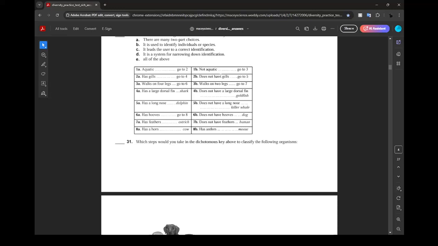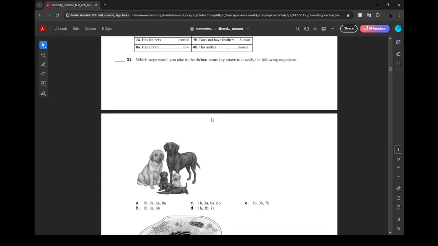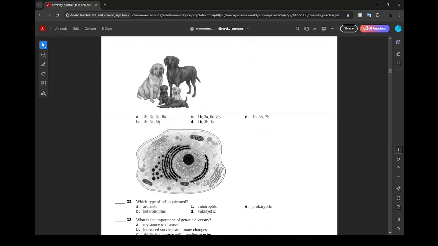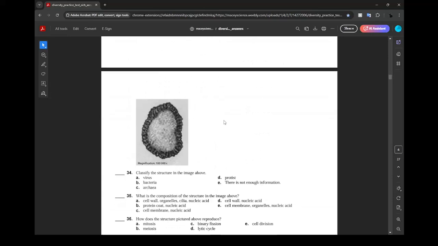Wait a minute. What does this mean? Not aquatic, go to 3. Walks on 4 legs, go to 6. Does not have hooves, right there. So we take 1B and we take 3A, and then finally we have 6B. So 1B, 3A, and 6B. B right here. Alright, that's kind of it.